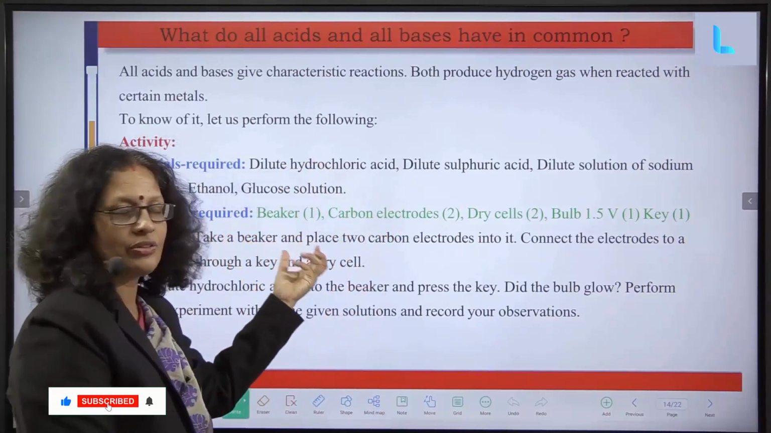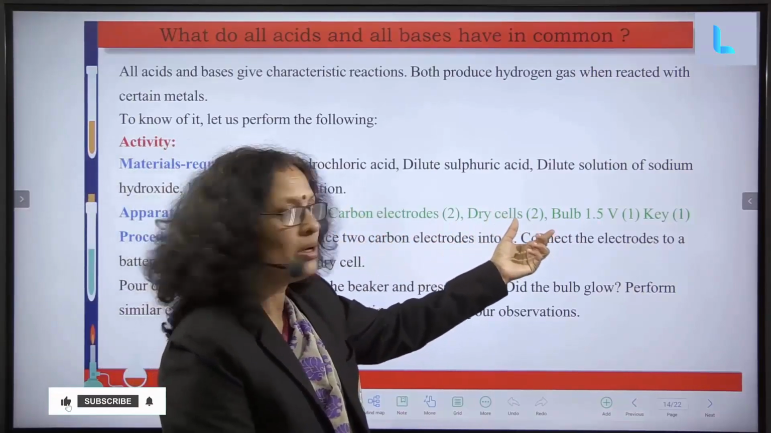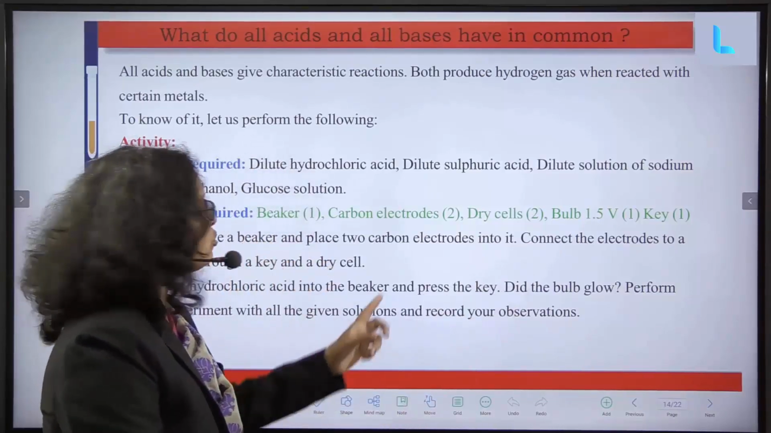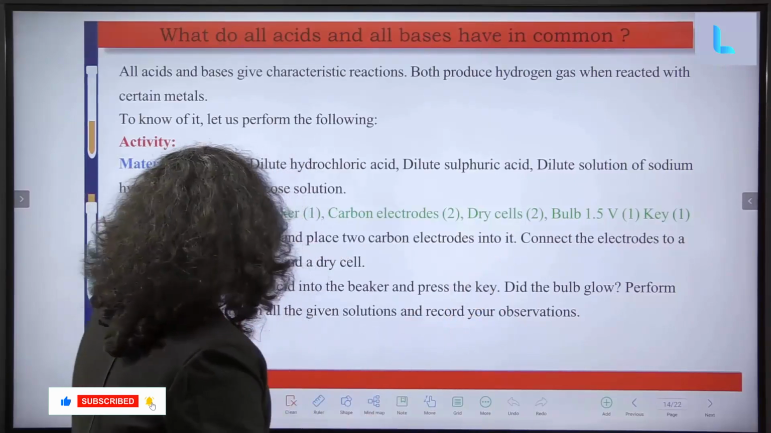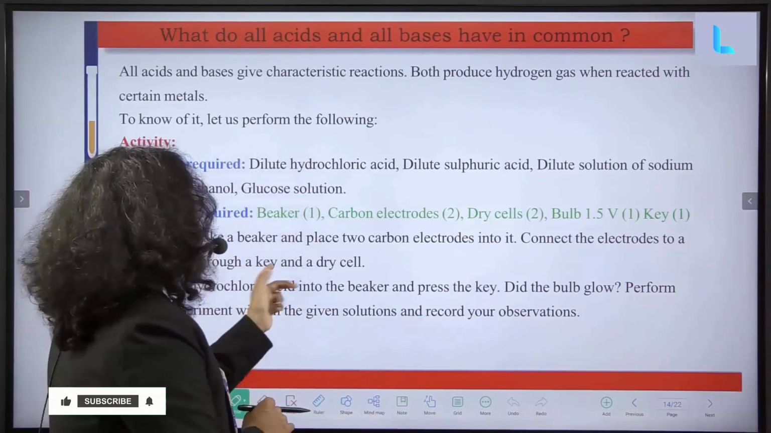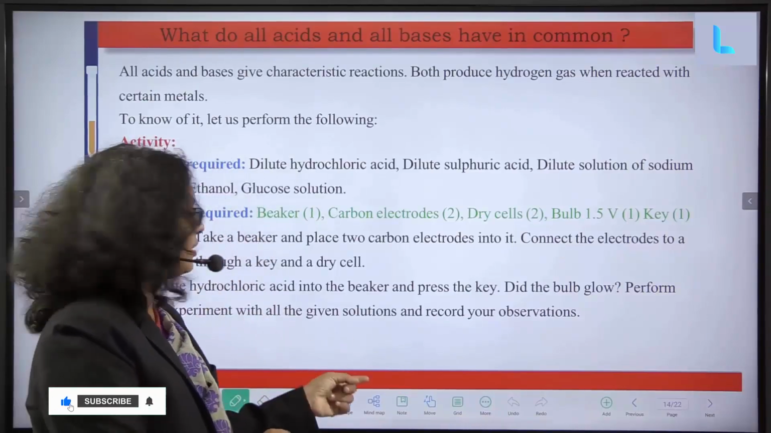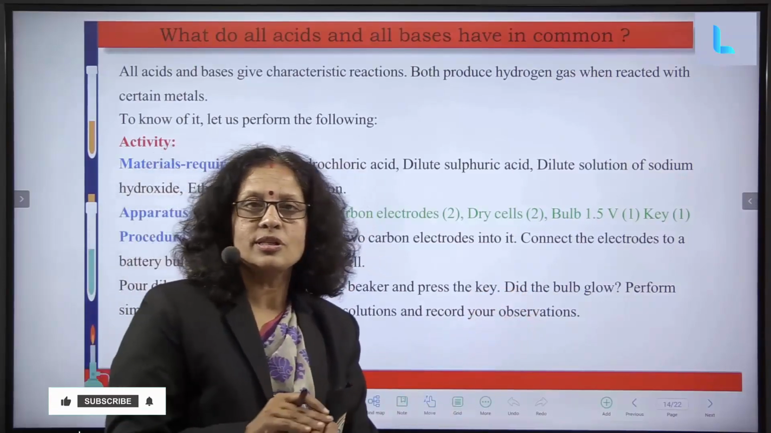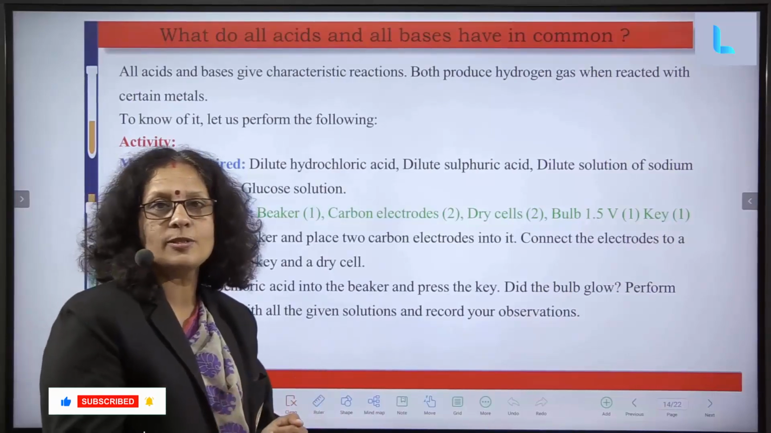The apparatus required: one beaker, 2 electrodes, dry cells, a 1.5 volt bulb and a key. Now take a beaker and place 2 carbon electrodes into it. Here they have placed the electrodes in a beaker. Connect the electrodes to the battery through a dry cell. Pour dilute HCl into the beaker and press the key. Did the bulb glow? When the circuit is completed, the bulb will glow. Perform the similar experiment with all the given solutions.